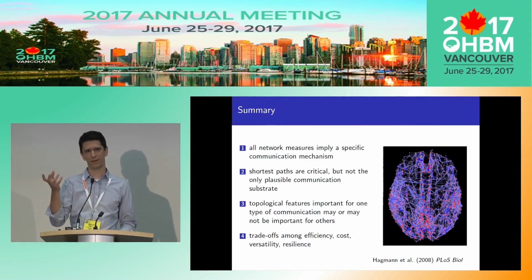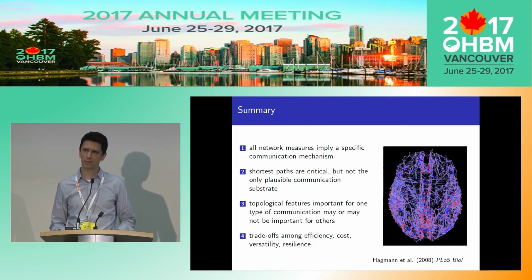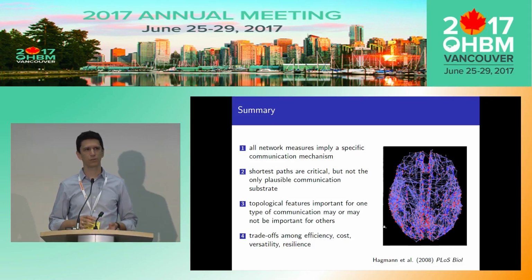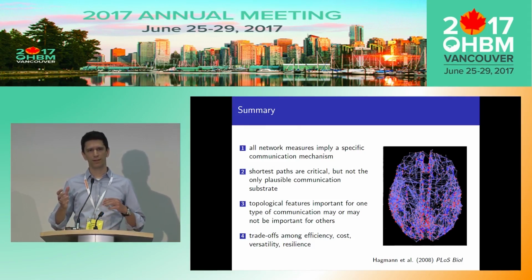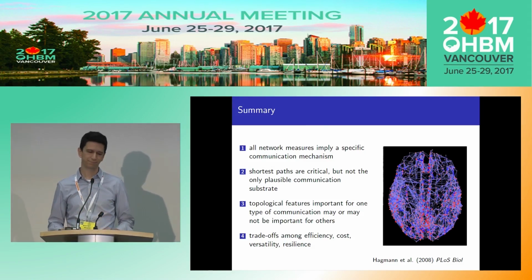You always have to think about how that structure interacts with the dynamics that you're considering. Shortest paths are critical, but they might not be the only substrate that is necessary for transmitting information on brain networks. Topological features, the canonical attributes of brain networks like modules, rich clubs, and so on, are important for, and beneficial for, some types of communication processes, but not for others.